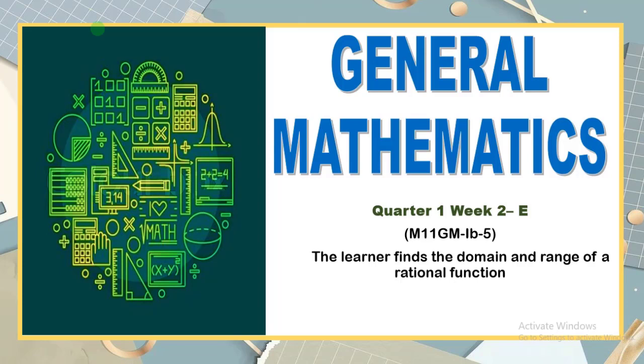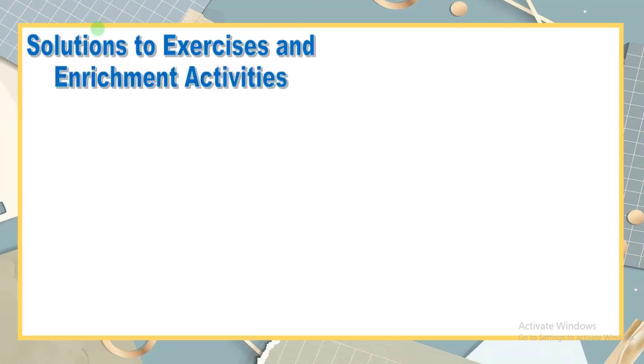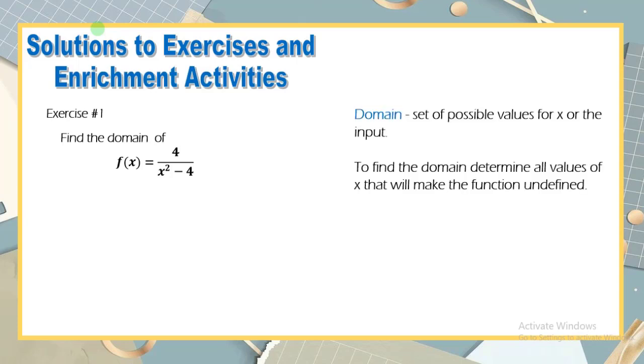Now let us proceed to Quarter 1 Week 2E. With our learning competency, the learner finds the domain and range of a rational function. Exercise number 1. Find the domain of f of x equals 4 divided by x squared minus 4. So domain are the set of possible values for x or the input. So to find the domain, we determine all values of x that will make the function undefined.